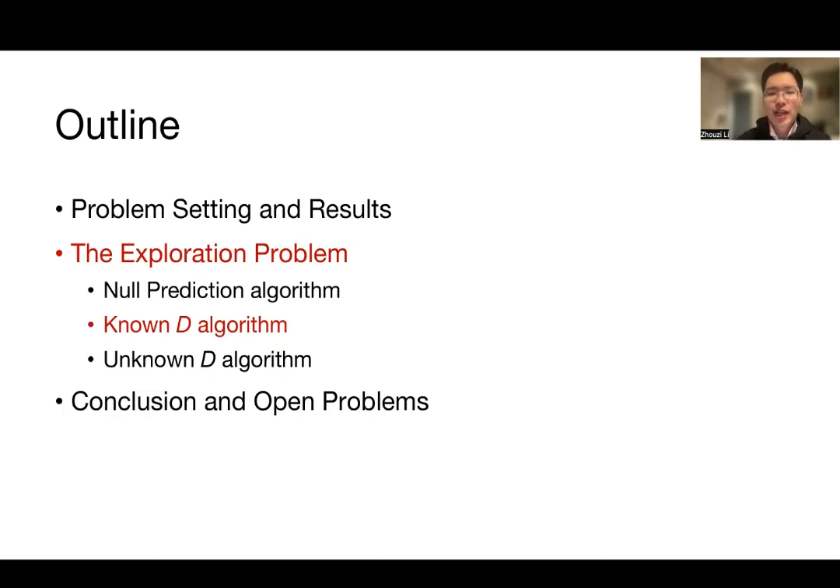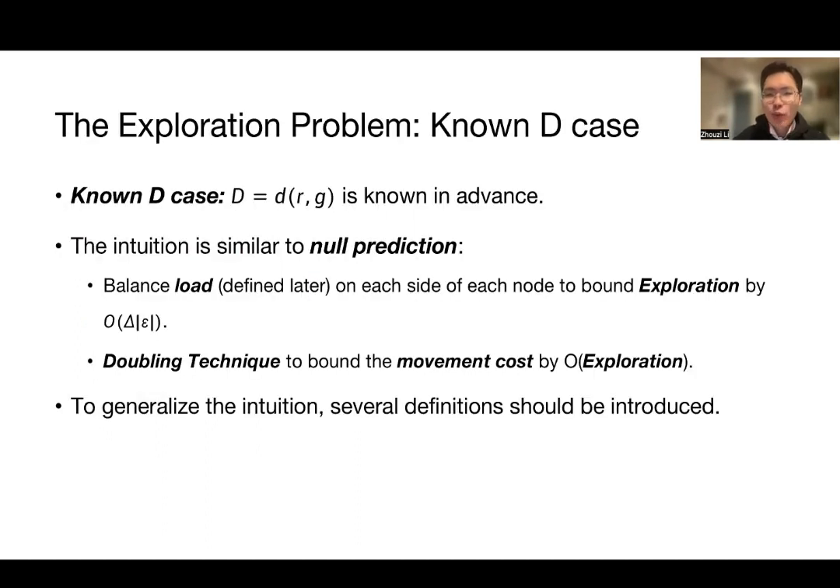Having shown the null prediction case, we then present our results in an important special case called the known D case. We consider the case when D is known and hope to generalize the ideas in null prediction cases. The intuitions are very similar. We try to balance the load, which will be introduced later, on each side of every node. Thus, we bound the exploration by the error. The movement cost is bounded by O(exploration) by the doubling technique.